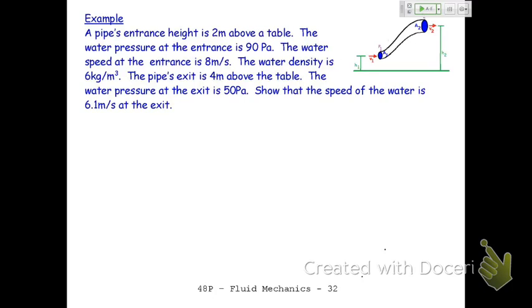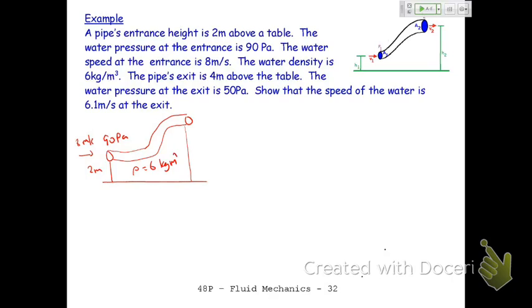We say a pipe's entrance is 2 meters above a table, and the water pressure is 90 Pascal. The water speed is 8 meters per second. The density equals 6 kilograms per meter cubed. The exit is 4 meters above, the pressure is 50 Pascal, and I want to show that the flow, V, is equal to 6.1.